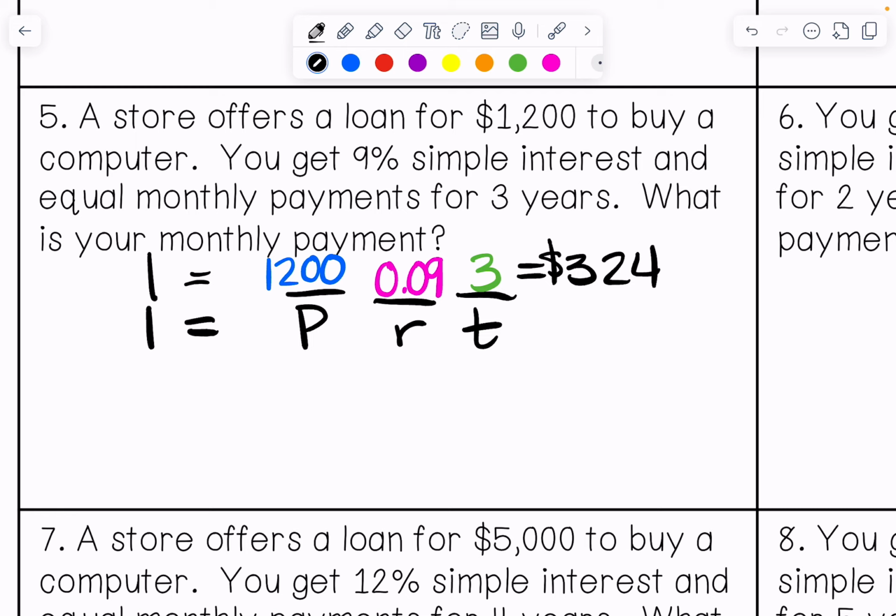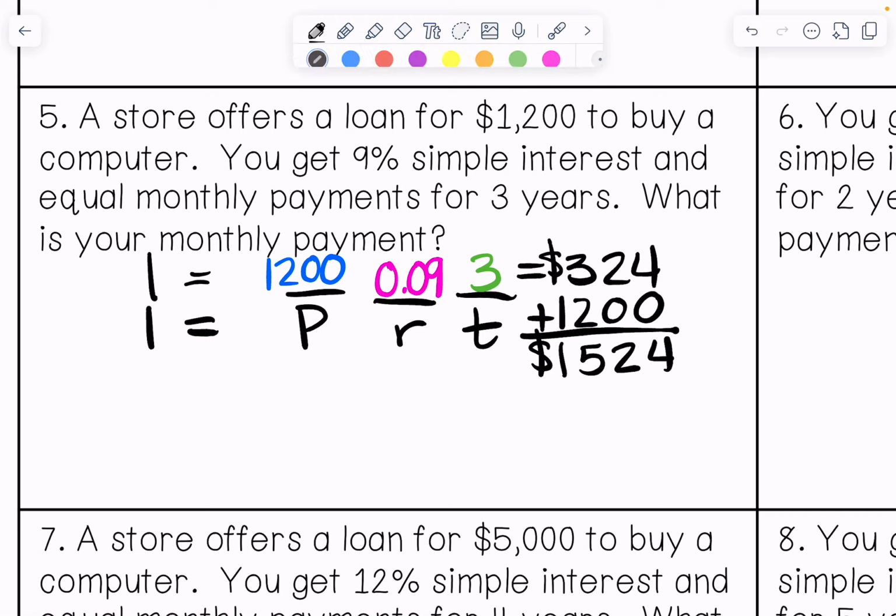So remember, I'm not just paying $324 back. I'm paying the entire loan amount back as well. And so actually, I'm going to have to owe this store $1,524 just for borrowing the $1,200. So we want the monthly payment. So I get equal monthly payments for 3 years.